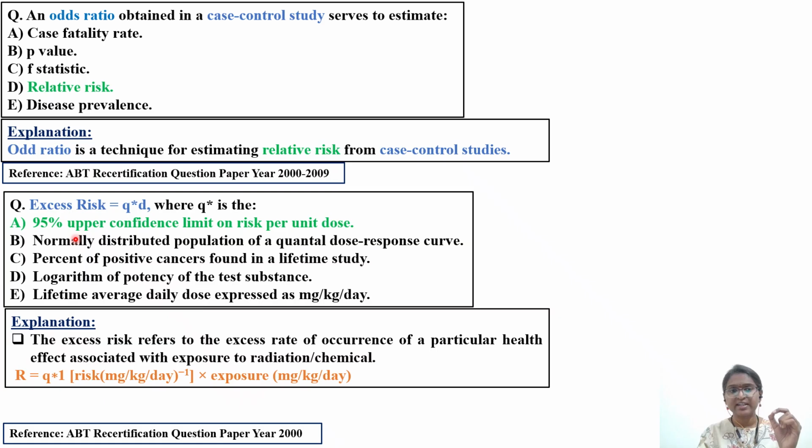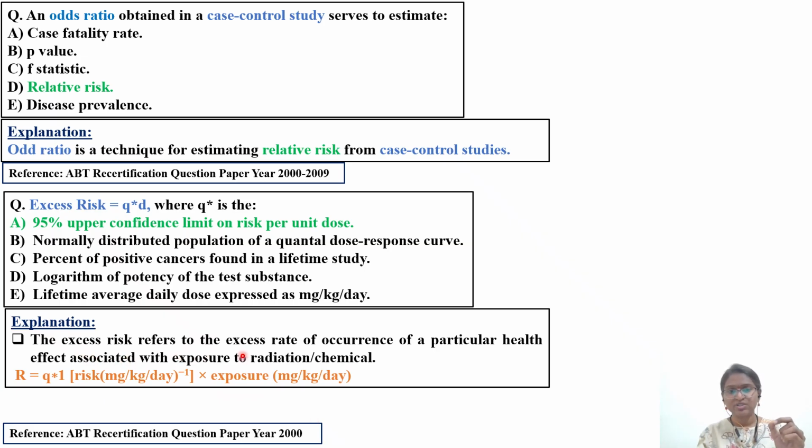We have option A, that is 95% upper confidence limit on a risk per unit dose. Option B is normally distributed population of a quantal dose response, which appears to be like a binomial distribution curve. Then percent of positive cancers found in a lifetime study, logarithm of potency of the test substance, and lifetime average daily dose. This is something like LADD. You have a separate formula on that also, expressed as mg per kg per day. So out of all these options, excess risk is related to the 95% upper confidence limit on risk per unit dose. So what is the explanation we'll see?